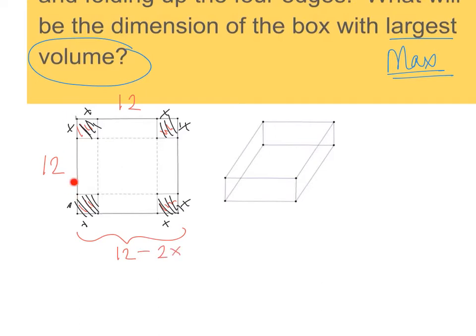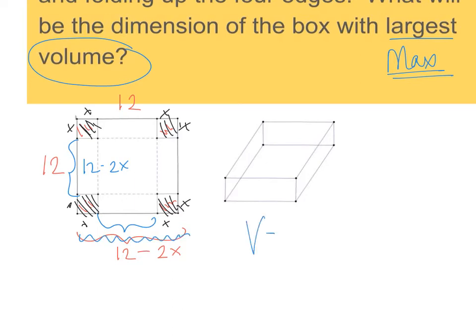Same idea on this side. This whole length was 12, and I'm cutting out this corner and this corner. So I'm going to say this new length here is going to be 12 minus 2x. So let me just wrap this one up. This is really the 12 minus 2x, not the entire piece.